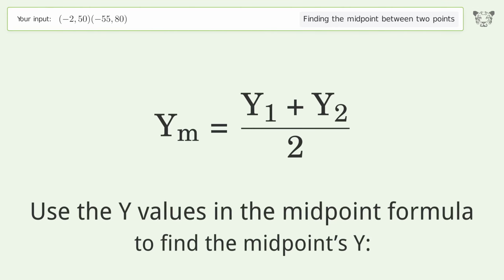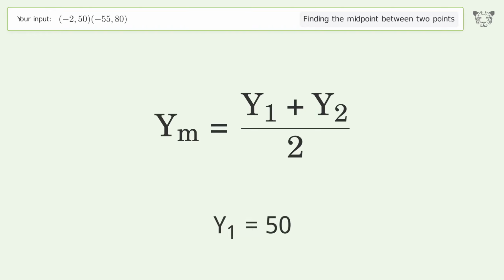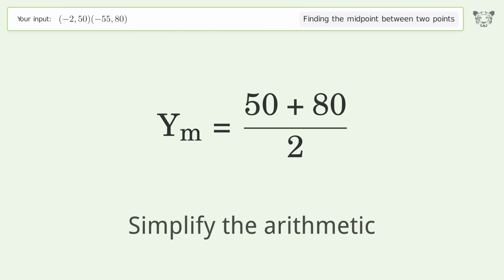Use the y values in the midpoint formula to find the midpoint's y. y1 equals 50. y2 equals 80. Simplify the arithmetic.